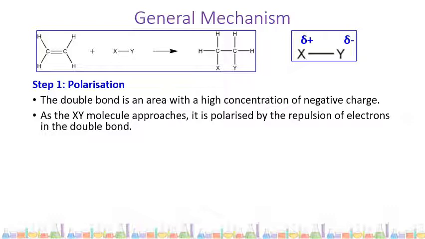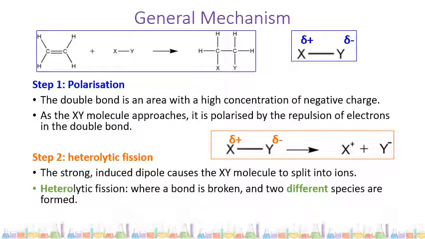Step 1 in our 4-step process is polarization. We know that polarization is going to be talking about creating poles. The double bond, as we mentioned in ethene, is an area of high electron density. That means that there's a lot of negative charge there. As the XY molecule approaches, it's going to be polarized. The electrons in the XY bond are going to be repelled by the electron density in the carbon-to-carbon double bond, giving us an XY molecule with a partial positive end and a partial negative end.